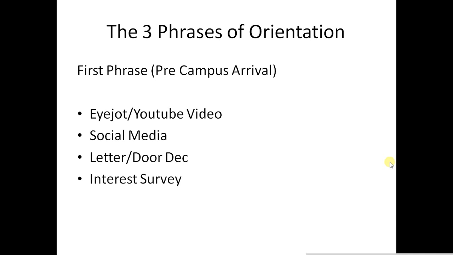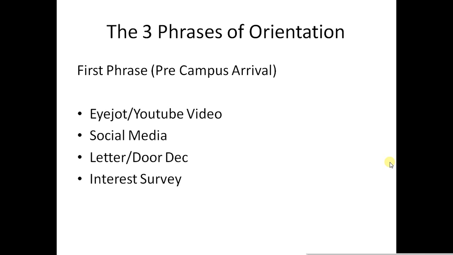You can do this through a few ways if you have access to some of their information. If that's at all possible, you can send them an iJot video or YouTube video, just sort of welcoming them to your campus. You can personalize it. I think that's a great way to get the students on your side. You can also connect with them via social media. You can also write them a letter and send it to them.